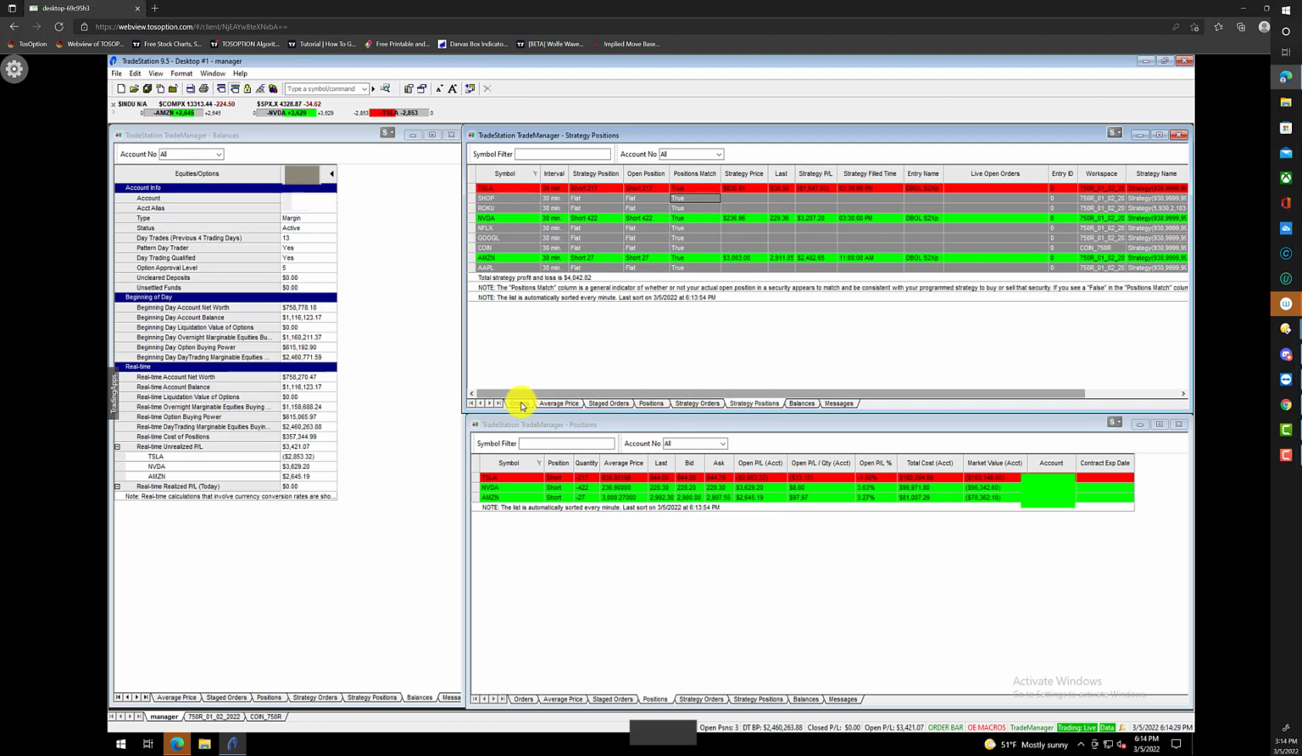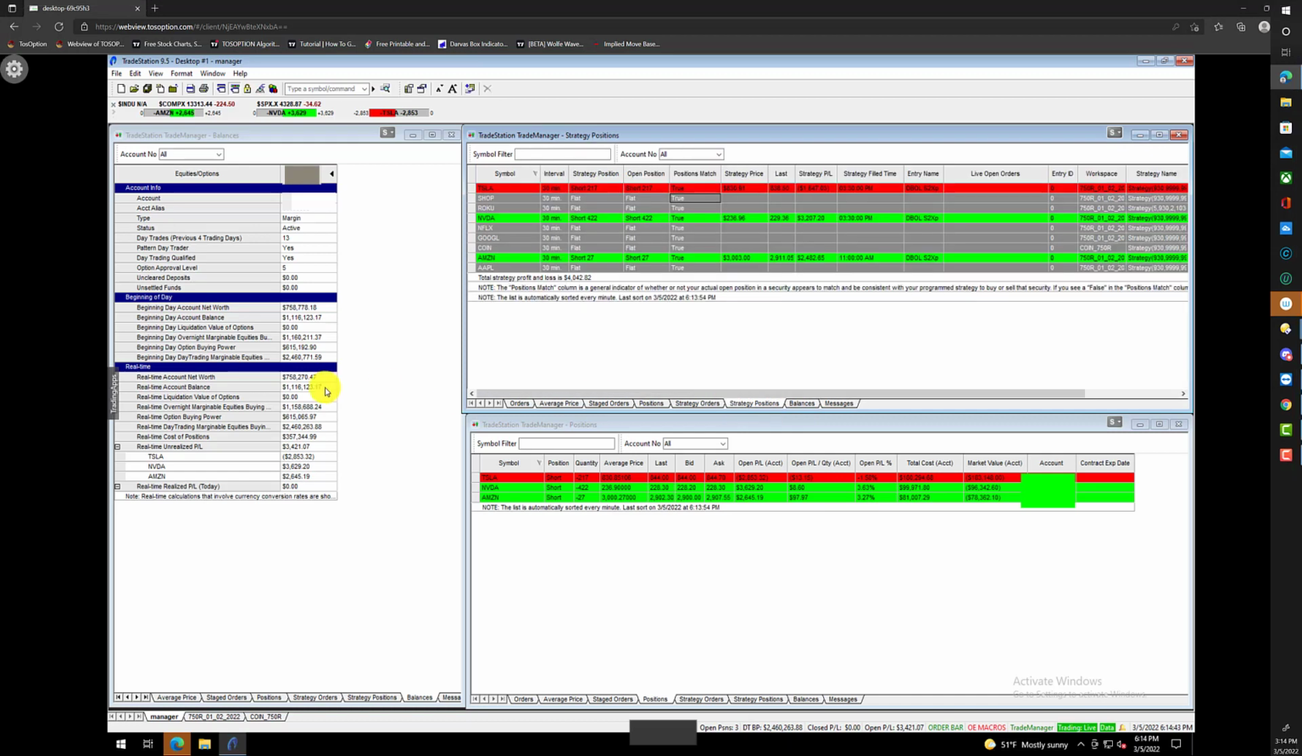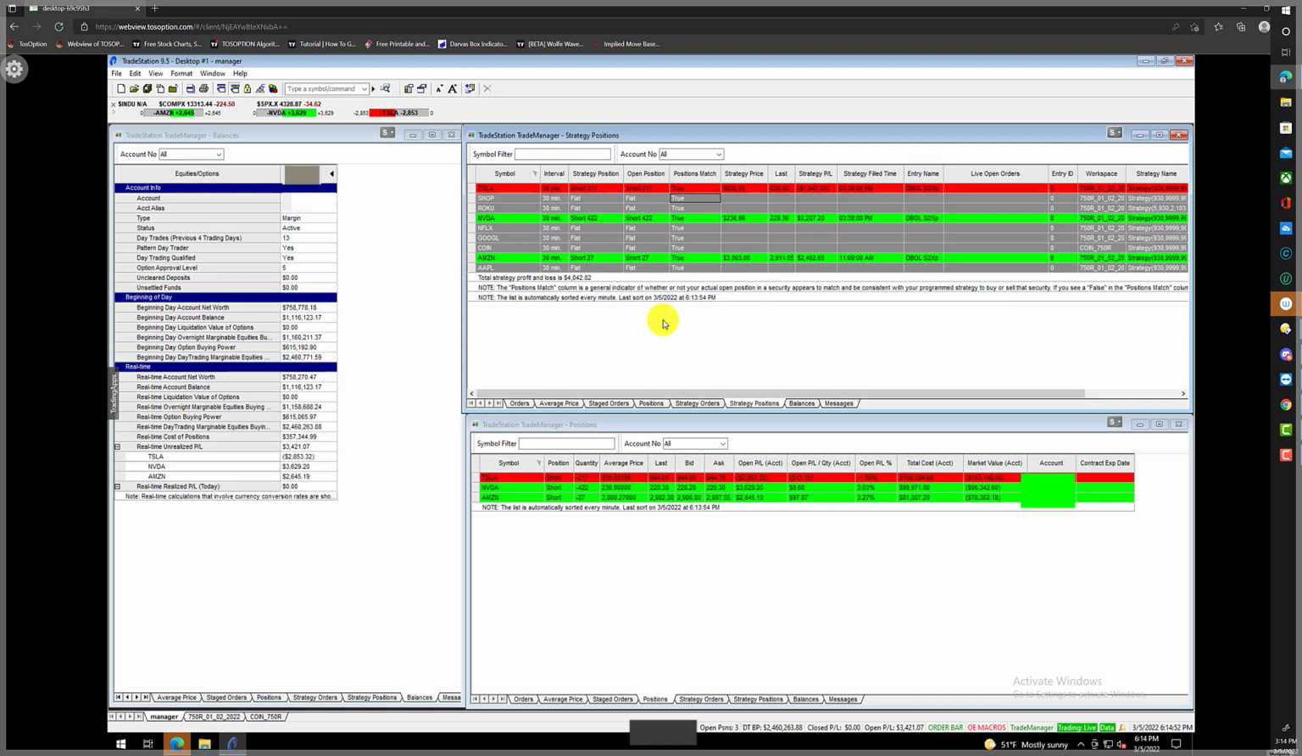You have a whole bunch of flavors of tabs at the bottom: orders, average price, positions, strategy orders, strategy positions, balances, and messages. You can pick whatever you want, but I think the main three are balances, positions, and strategy positions. And this is important because this is a fully autonomous system, meaning that 99% of the time, you don't really need to do anything. Just let the algorithms run.